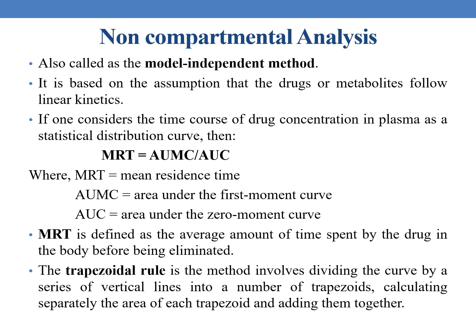The mean residence time is defined as the average amount of time spent by a drug in the body before being eliminated. The trapezoidal rule is a method which involves dividing the curve by a series of vertical lines into a number of trapezoids and calculating separately the area of each trapezoid and adding them together. So in order to assess the area under the curve, the trapezoidal rule is used.